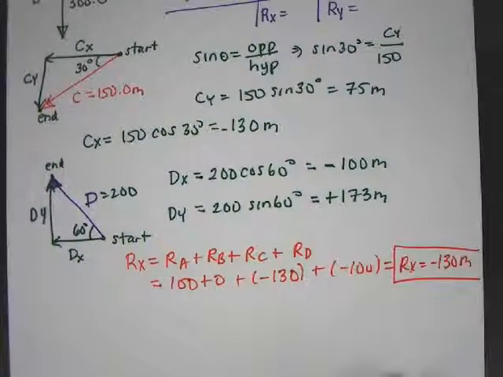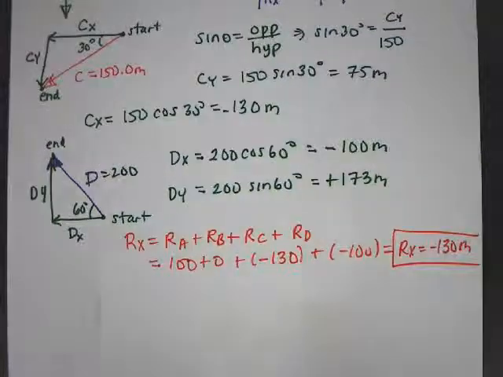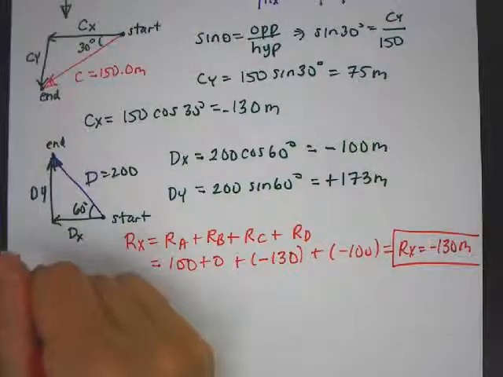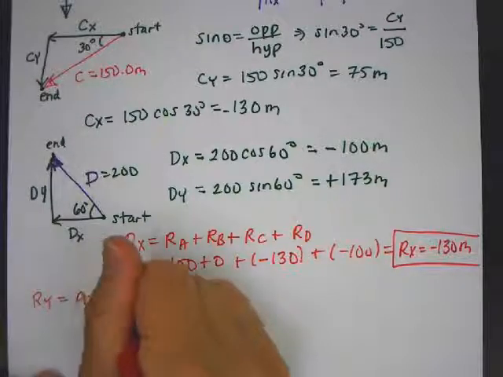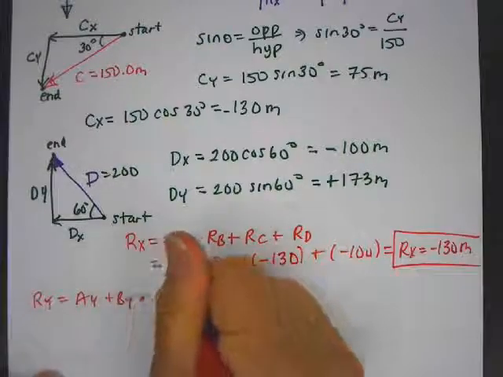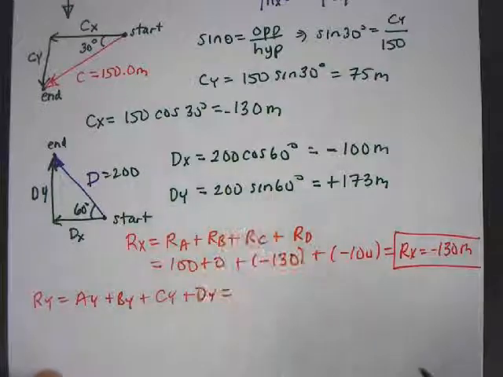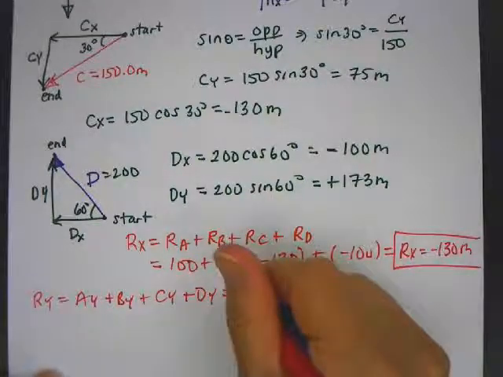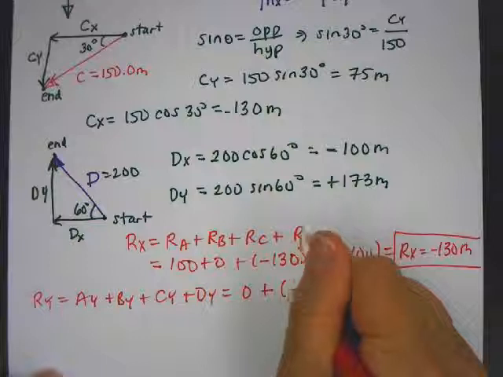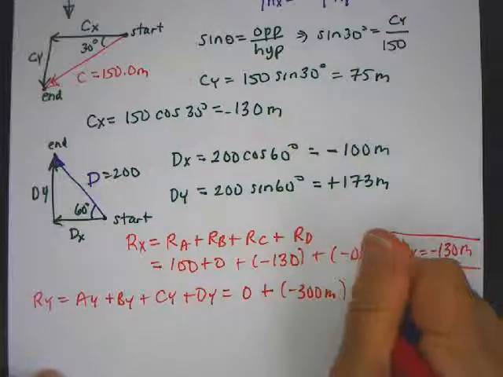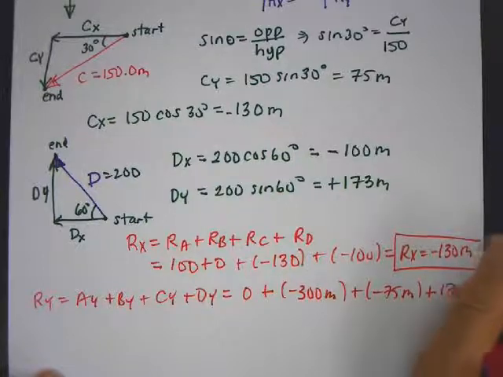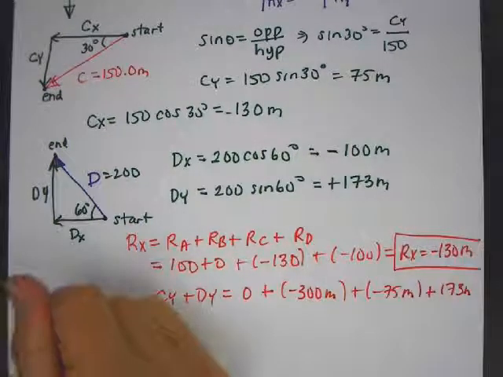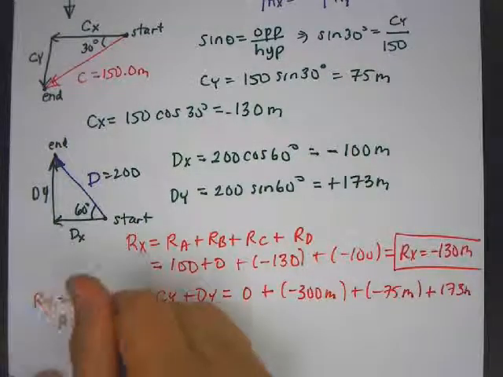Now I'm going to do the same thing for the y's. Okay? So Ry is equal to Ay plus By plus Cy plus Dy. So that's equal to 0 plus negative 300 plus negative 75 plus 173. So Ry comes out to be negative 202.